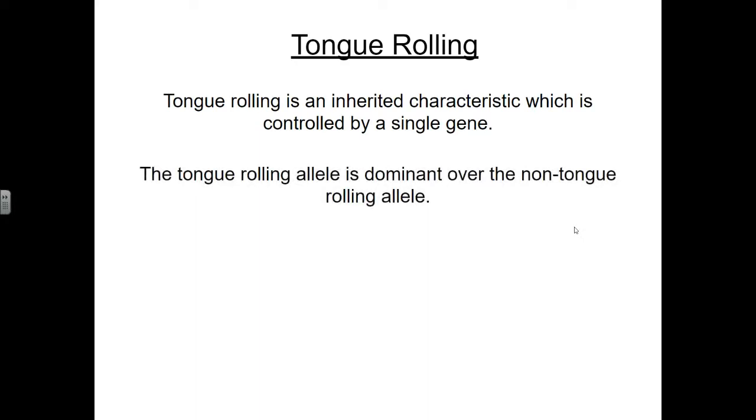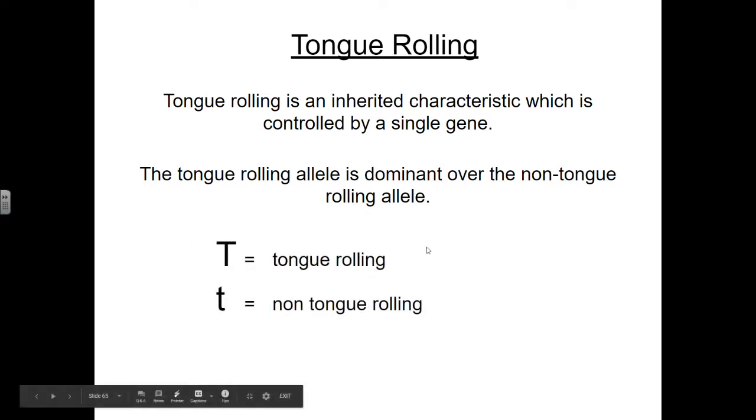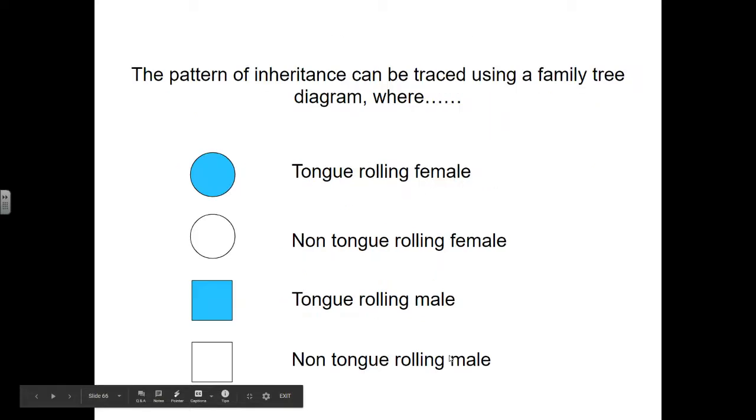So family trees. Tongue rolling is an inherited single gene characteristic, which means that it's only controlled by one gene. Skin color, for example, is controlled by multiple genes, which is why you get different gradations of melanism. So the tongue rolling allele is dominant over not tongue rolling. So this is what we would say here. Big T is tongue rolling, small t is not tongue rolling.